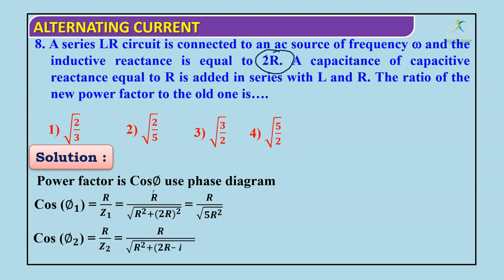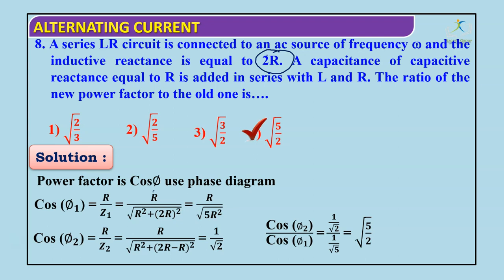Now for cos phi 2, this will be R by Z2. This will be R divided by under root R square plus 2R minus R whole square. This will become 1 by root 2. So cos phi 2 divided by cos phi 1, we have to find the power factor's ratio of the new one to the old one. So that will become under root 5 by 2. So the correct answer for this question is option 4.